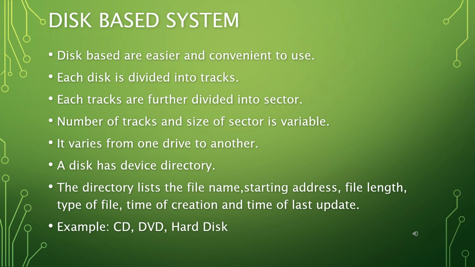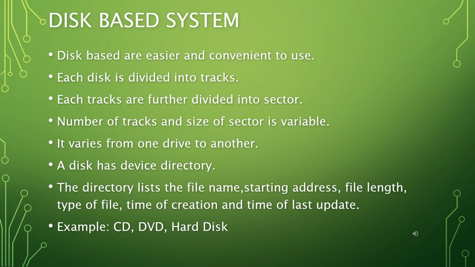Number of tracks and the size of the tracks differ according to the size of the disk. It varies from one drive to another. A disk has a device directory. The directory lists the file name, starting address, file length, type of file, time of creation, and time of last update.